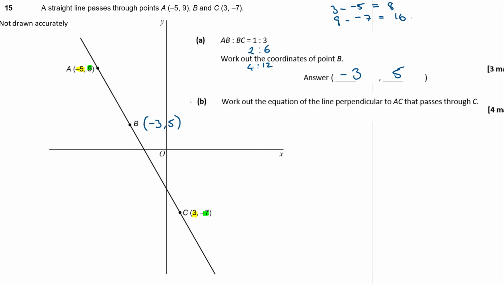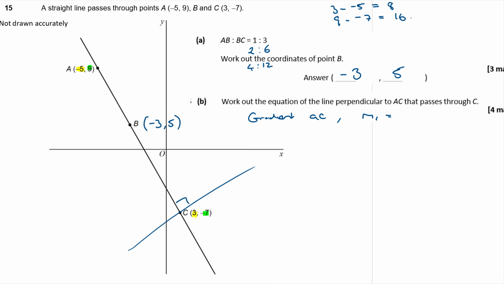And so then part B says, work out the equation of the line perpendicular to AC that passes through C. So we want this line going like this, which is at right angles to this point here. Okay. Now, in order to do that, we need to work out the gradient. So gradient of AC to start with. The gradient of AC, I'm going to call it M1.